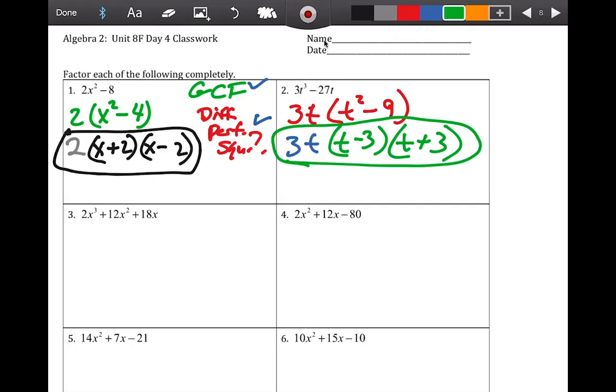What is the GCF for this question? 2x, yes. All of the terms have an x, and all of the terms have a coefficient that has a factor of 2. Very good. So now let's divide each of these 3 terms by 2x. Let's factor the 2x out. What do we get?